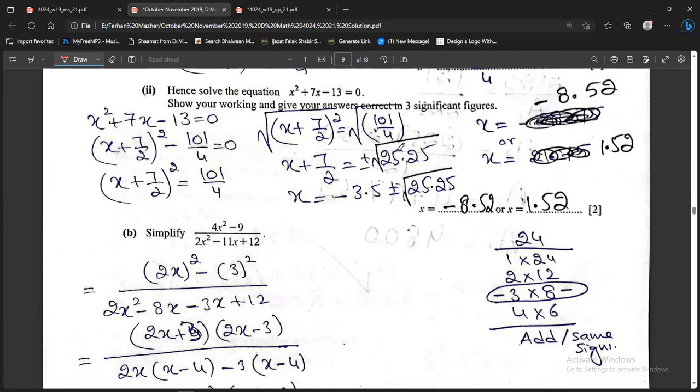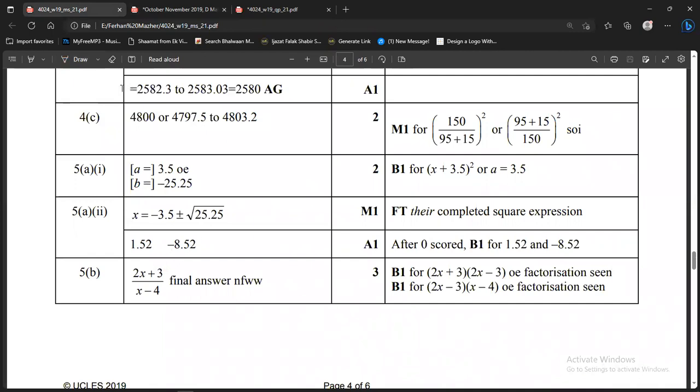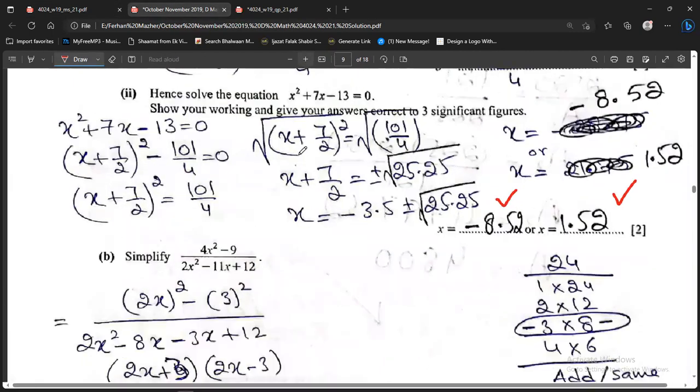So it will be x plus 7 by 2 equals plus minus square root of 25.25. And this is 3.5, so it will go to the other side. It will become minus 3.5 plus minus square root of 25.25. So there are two possible answers. One is minus 3.5 minus square root of 25.25, and that will be minus 8.52. And the other answer will be minus 3.5 plus square root of 25.25, and that will be 1.52. Let's check. Our answers are right, sir. This is how this is done. Hopefully you understand.